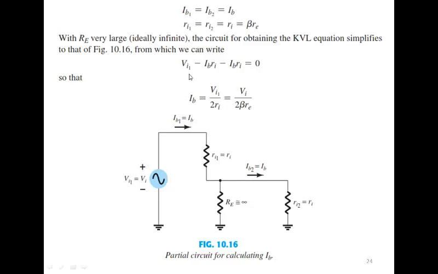and you can write this equation as Vin1 equal to IB into RI. This is the voltage drop IB into RI, and this is the second drop, IB into RI2, which is RI, equal to 0. From this equation these two can be added, so this becomes minus 2 IB into RI, from which I can find IB would be equal to VI1 divided by 2 RI, and with RI equal to beta RE, so VI divided by 2 into beta RE.